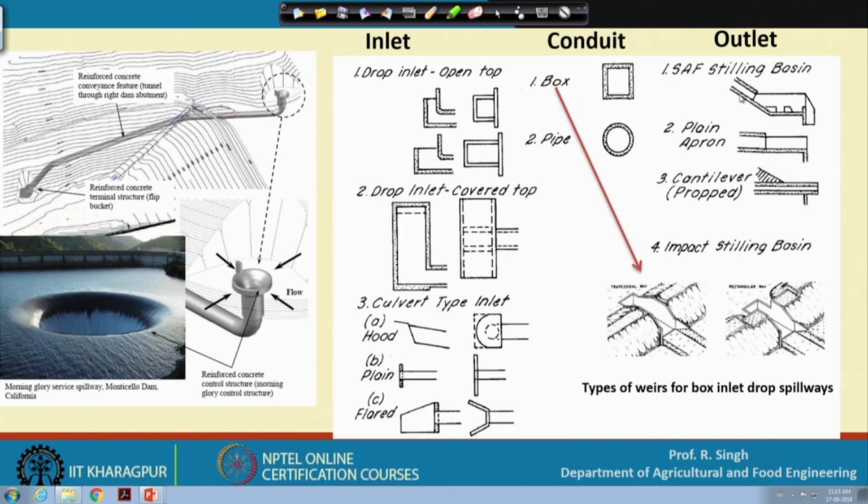The outlet has three different kinds. It can be the SAF or stilling basin kind of outlet, or the second kind could be plain or apron kind, and the third could be cantilever kind. So, these are the three basic outlet structures in the drop inlet spillway.